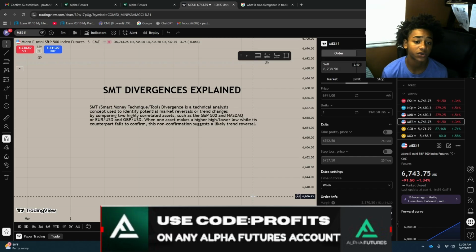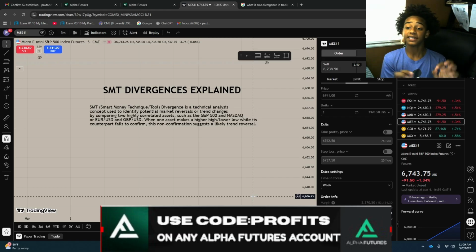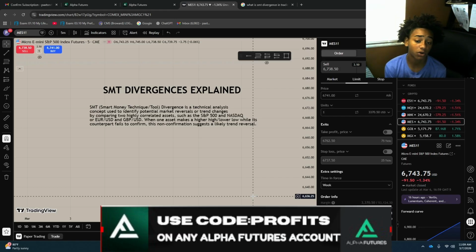SMT divergences, or smart money techniques, is a technical analysis concept used in the markets to identify reversals or trend changes by comparing two highly correlated assets, such as the S&P and the NASDAQ. When one asset makes a higher high or a lower low while its counterpart fails to confirm, this non-confirmation suggests a likely trend reversal. So what this means is if NQ takes a high but ES doesn't, a trend reversal is more likely to come.